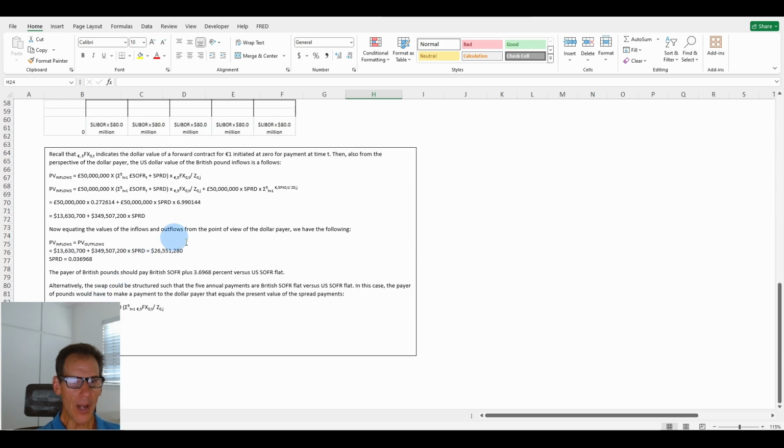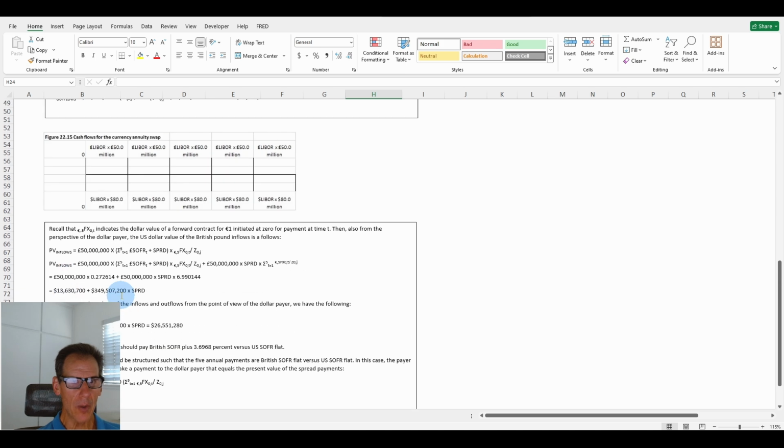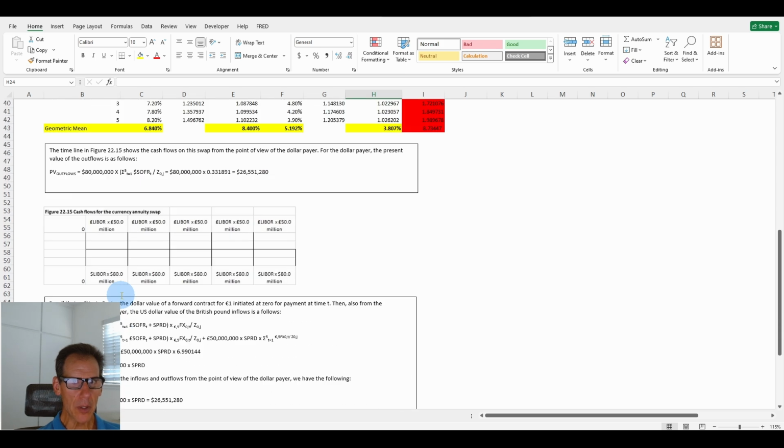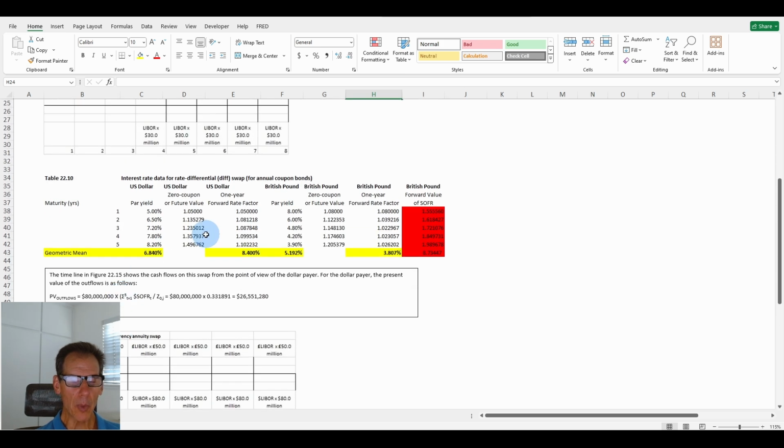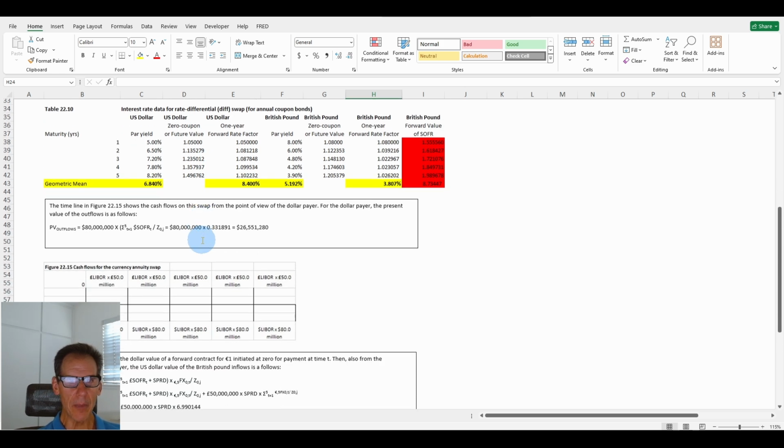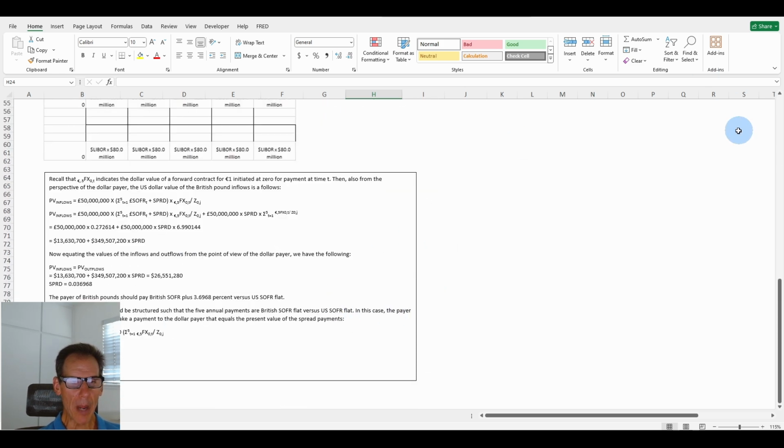Now equating the values of the inflows and outflows from the point of view of the dollar payer, we have the following: PV inflows equals PV outflows, 13,630 plus 349,502. I didn't bring all of the diff information over. You're going to have to bounce back over to the diff session.